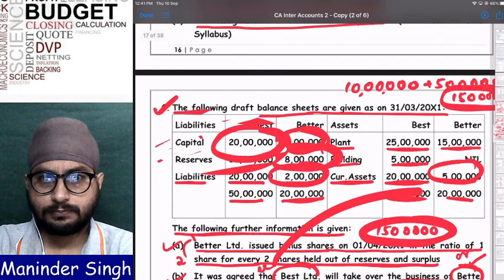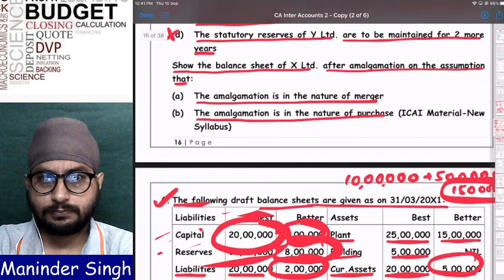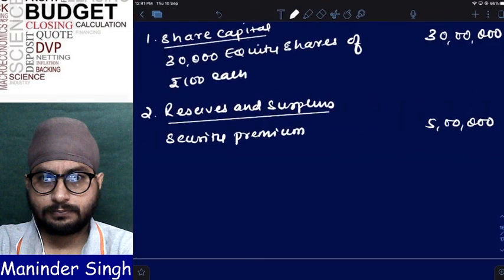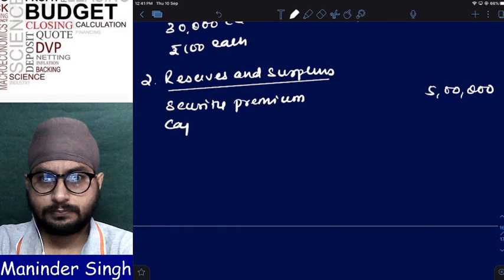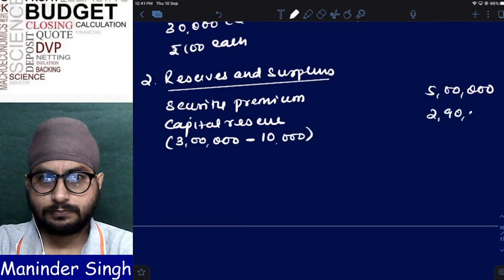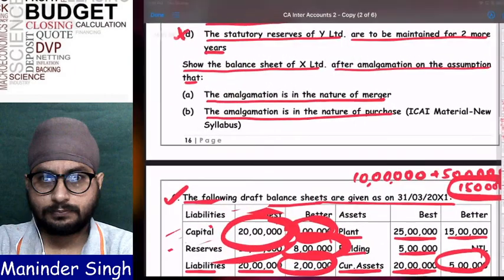Next, is capital reserve there or not? Sir, how much is capital reserve? 3 lakhs, right? Capital reserve is 3 lakhs. Out of which, how much profit have I removed? Remember, last May one profit 10,000. So how much is the net capital reserve? 2 lakh 90,000.